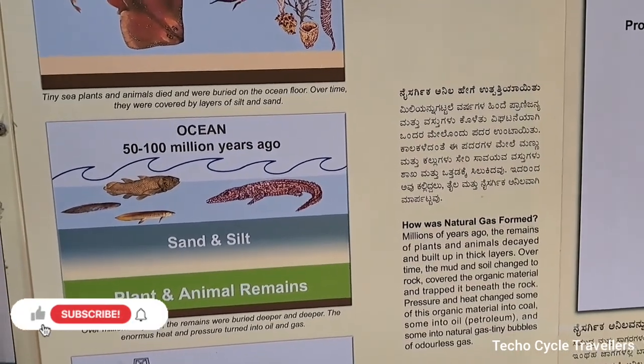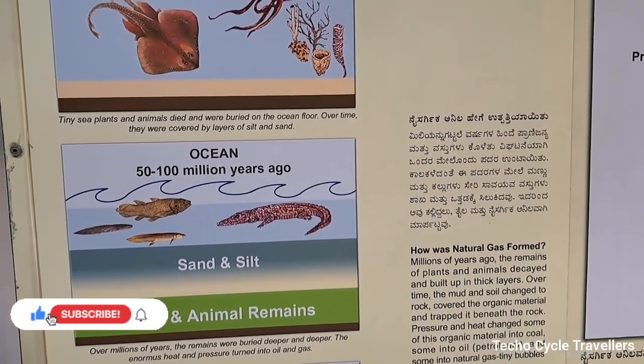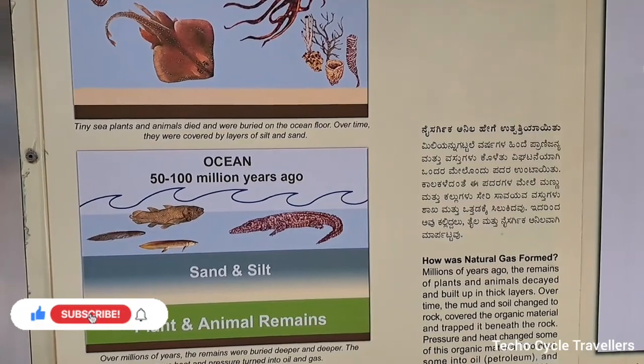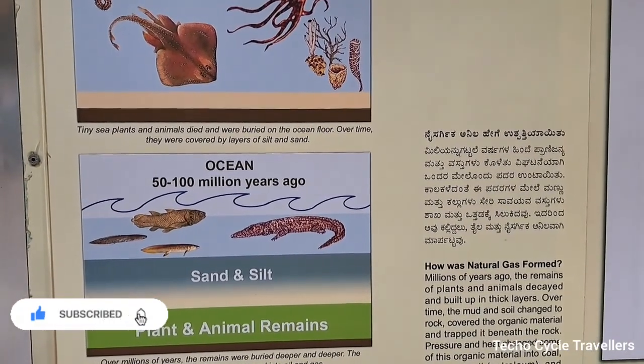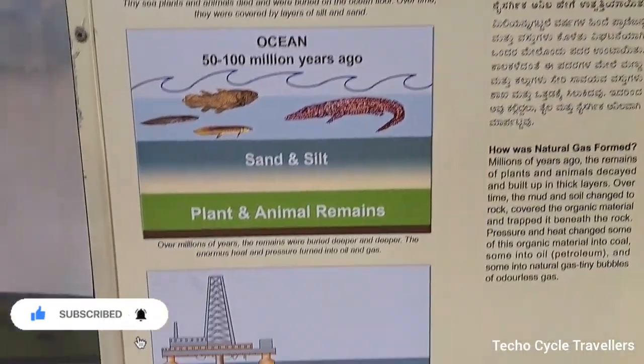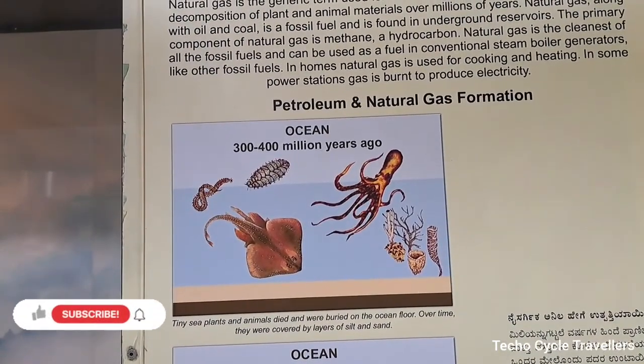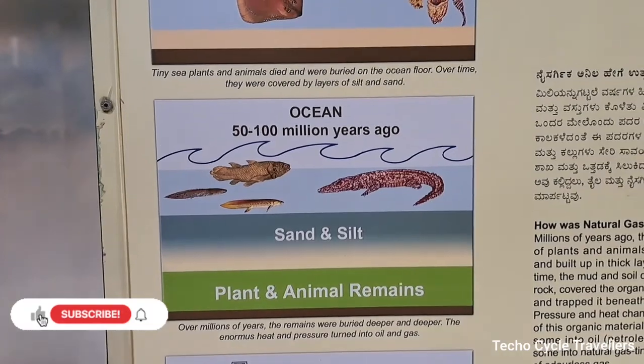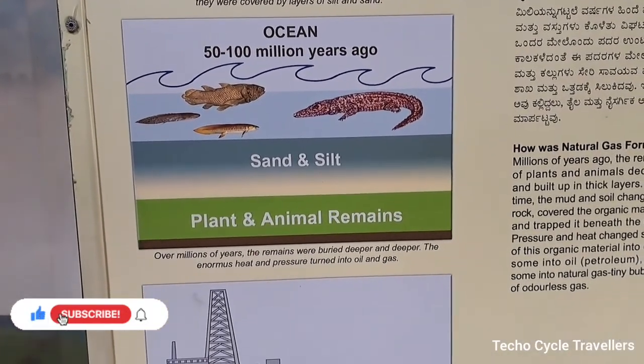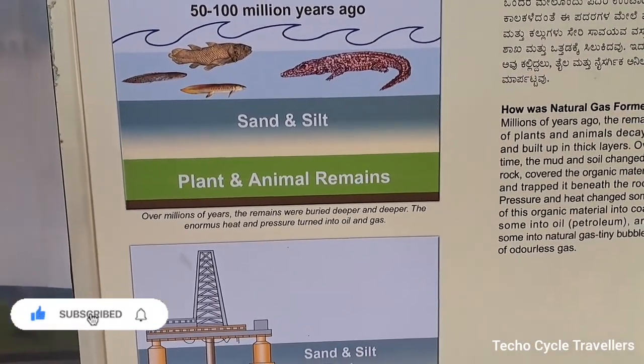Tiny sea plants and animals died and were buried on the ocean floor. Over time, they were covered by layers of silt and sand. Ocean, 300-400 million years ago. Ocean, 50-100 million years ago. Sand and silt. Plant and animal remains.